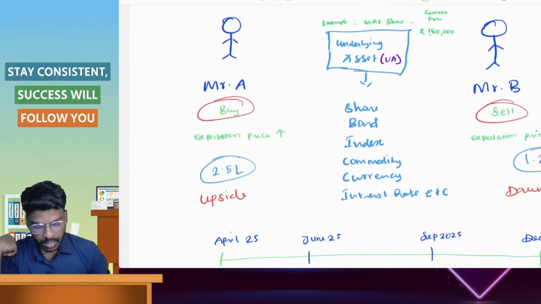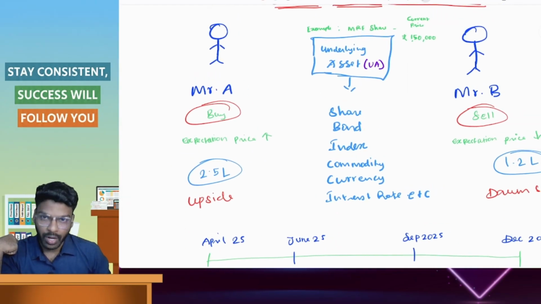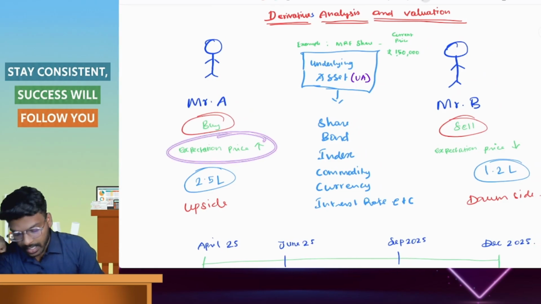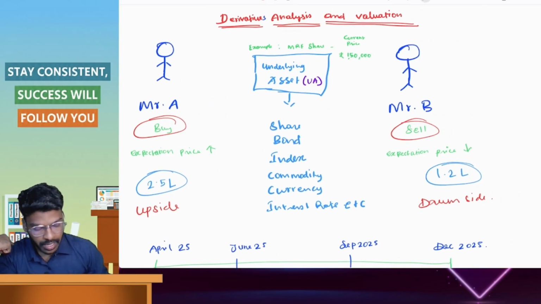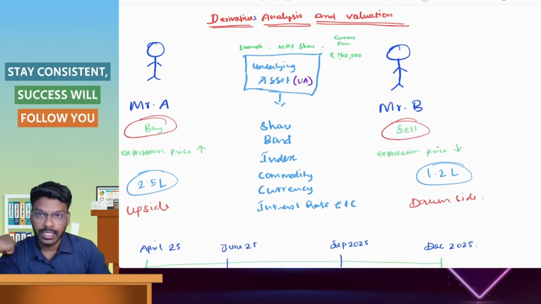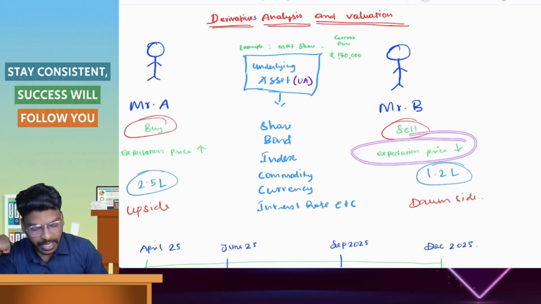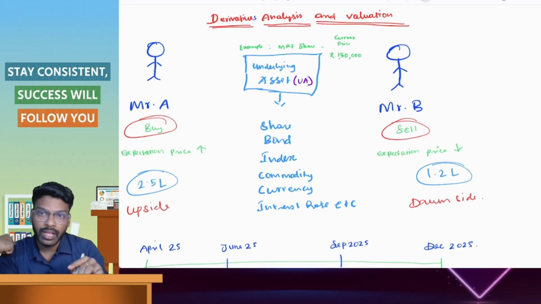Also, a derivative contract is possible only when the two parties have expectations in different ways. The expectation of Mr. A can be that the price will increase, that the underlying asset value will increase in future. Mr. B has an expectation that the price of the underlying asset will decrease in future.